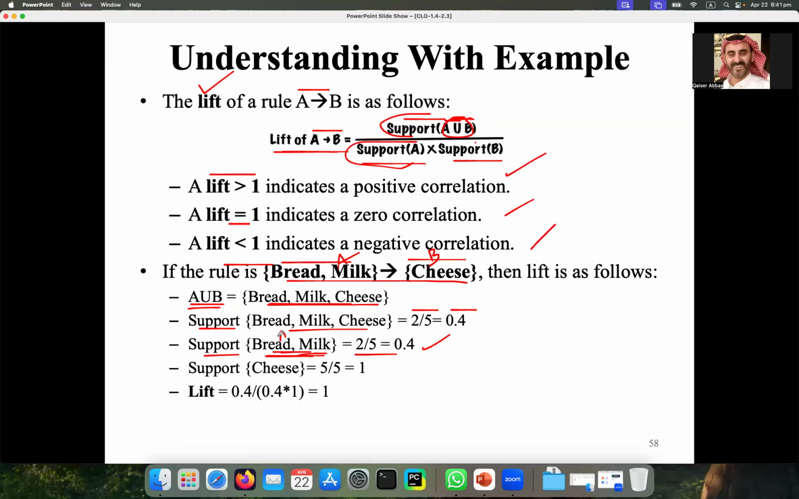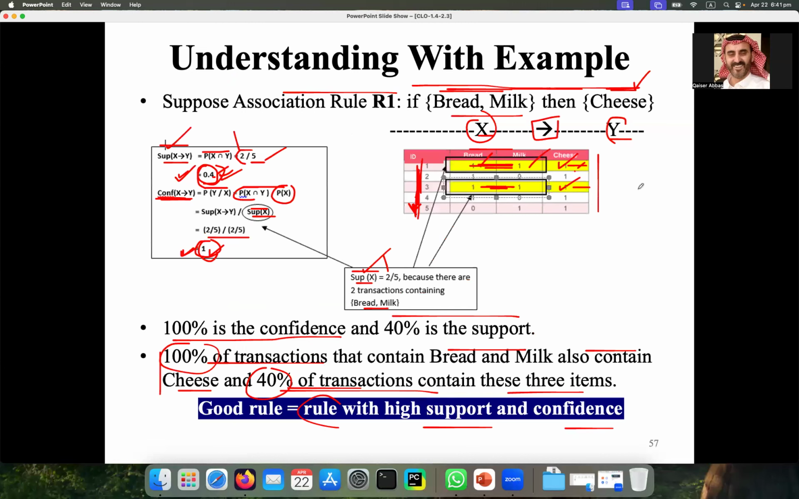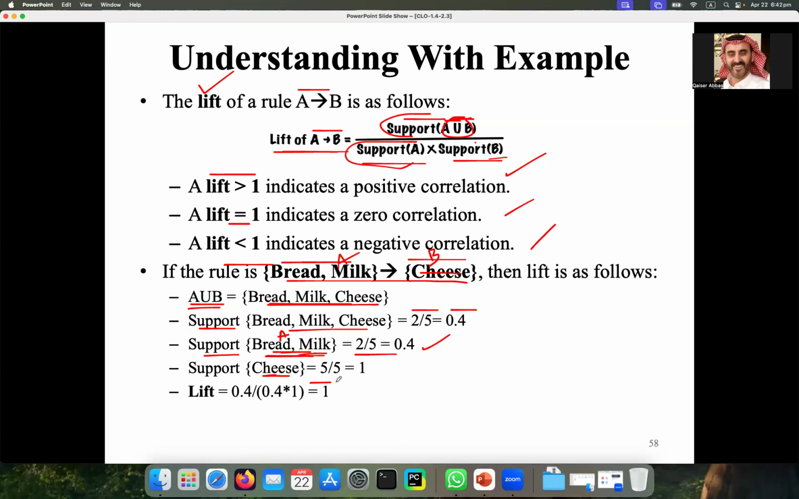And the support of B is what? B is the cheese. So the support of cheese: look over it, 1, 1, 1, 1, all 5 by 5. 5 is the count and the total transactions are also 5. So 5 by 5, you have the 1. Now put these values in this equation and you finally have the value of this lift, 1.